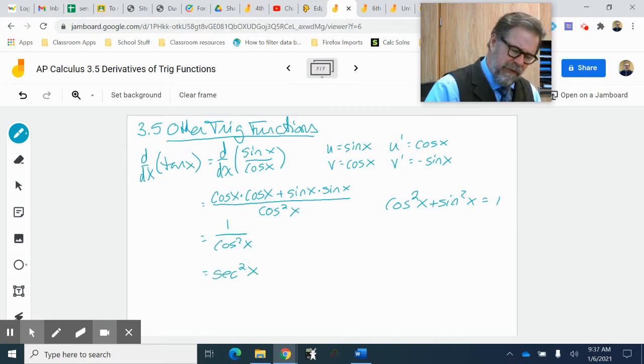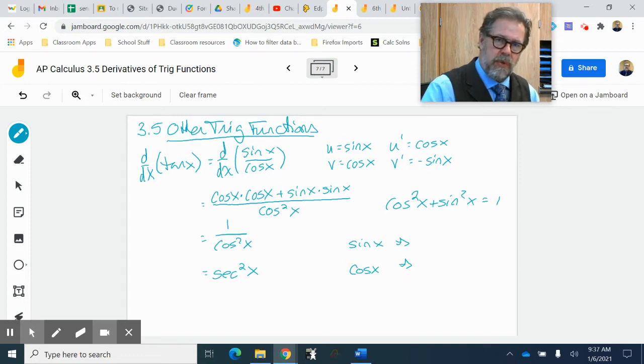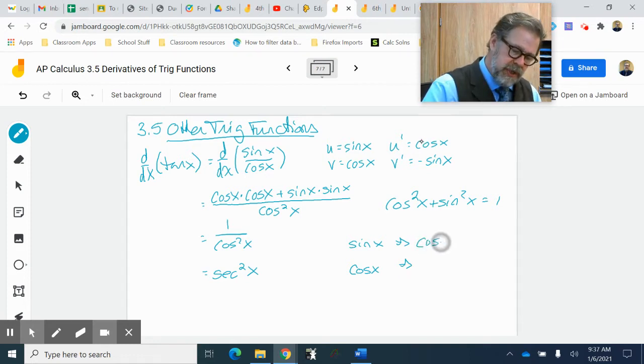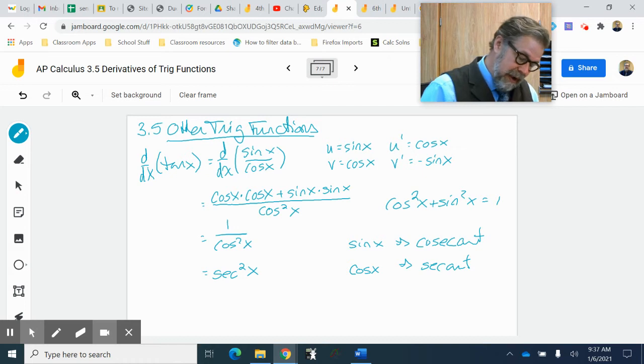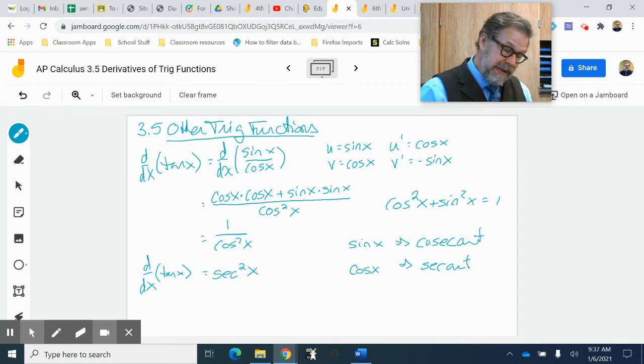By the way, if you get confused about the inverses of sine and cosine, just remember that it's the exact opposite of what you think it should be. This is cosecant, and this is secant. That took me a while in school to remember because I was like, well, they should just go together. And then as soon as I remembered it's the exact opposite, I never had any trouble again. So the derivative of tangent is secant squared.